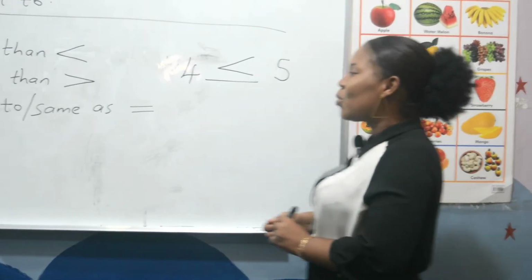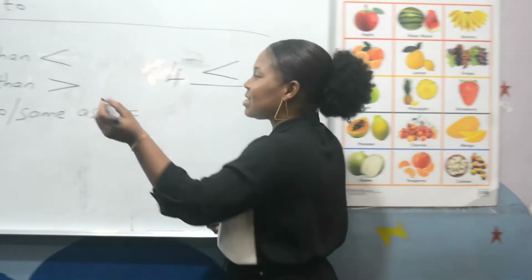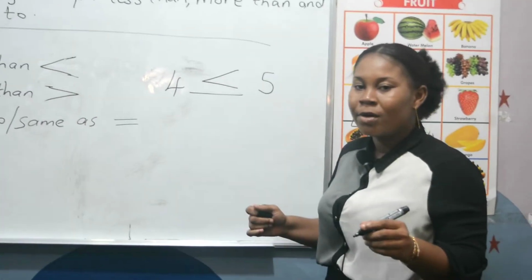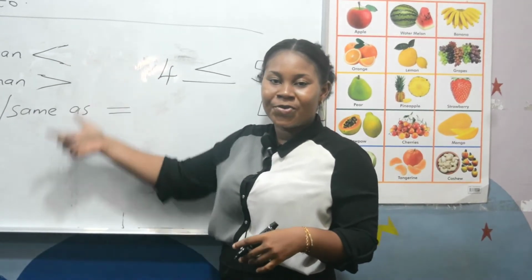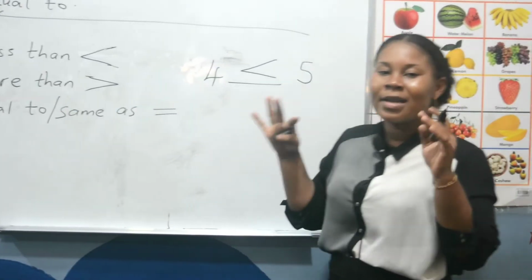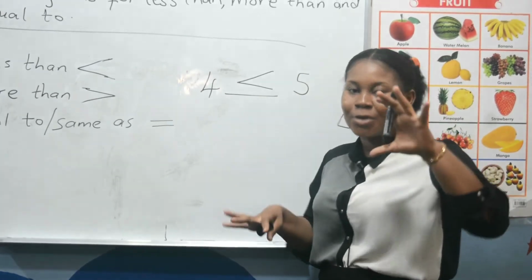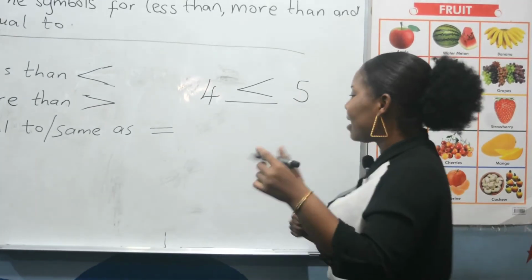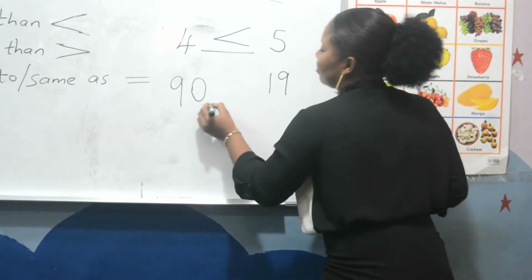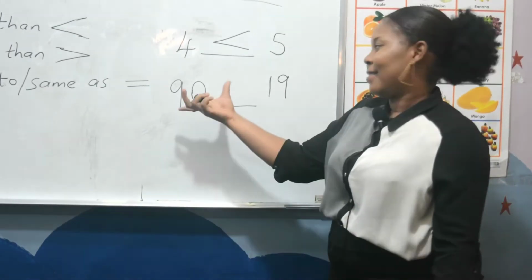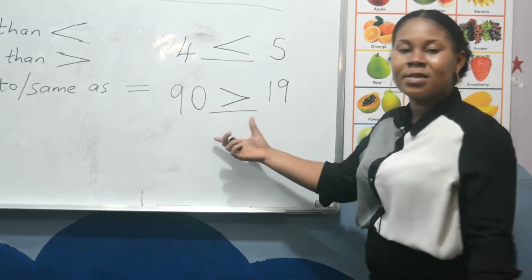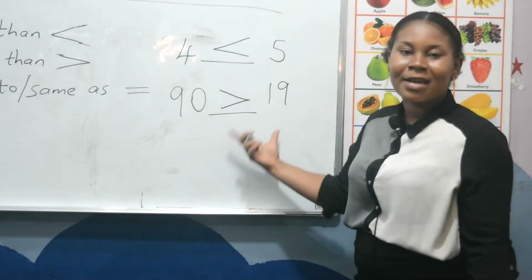Very good. So always remember that the opening of the sign should face the bigger number. If the bigger number comes first or last, just put in your mind that the opening of the sign should always face the bigger number. So if you have 90 and 19, which one is bigger? 90. So the opening will face 90. Then it becomes 90 is greater than 19.